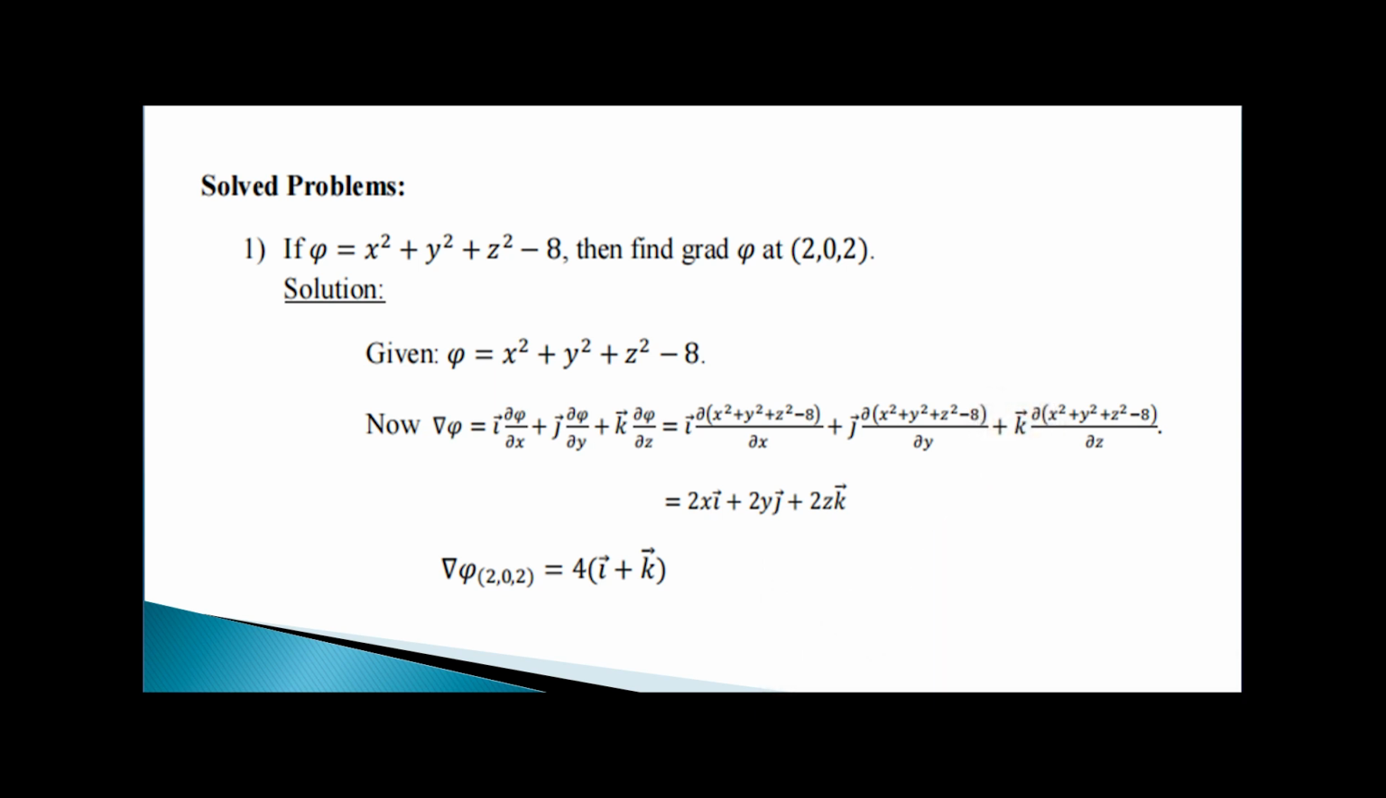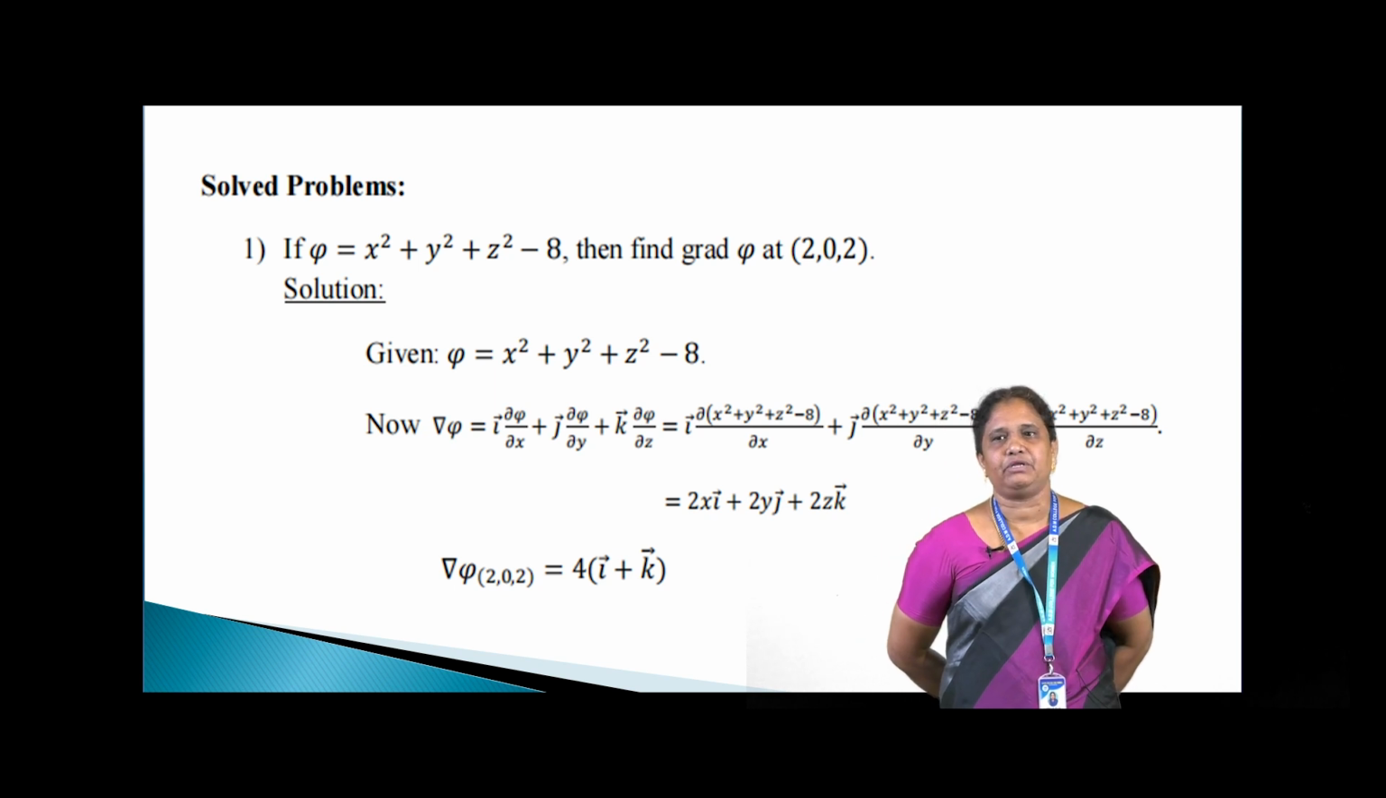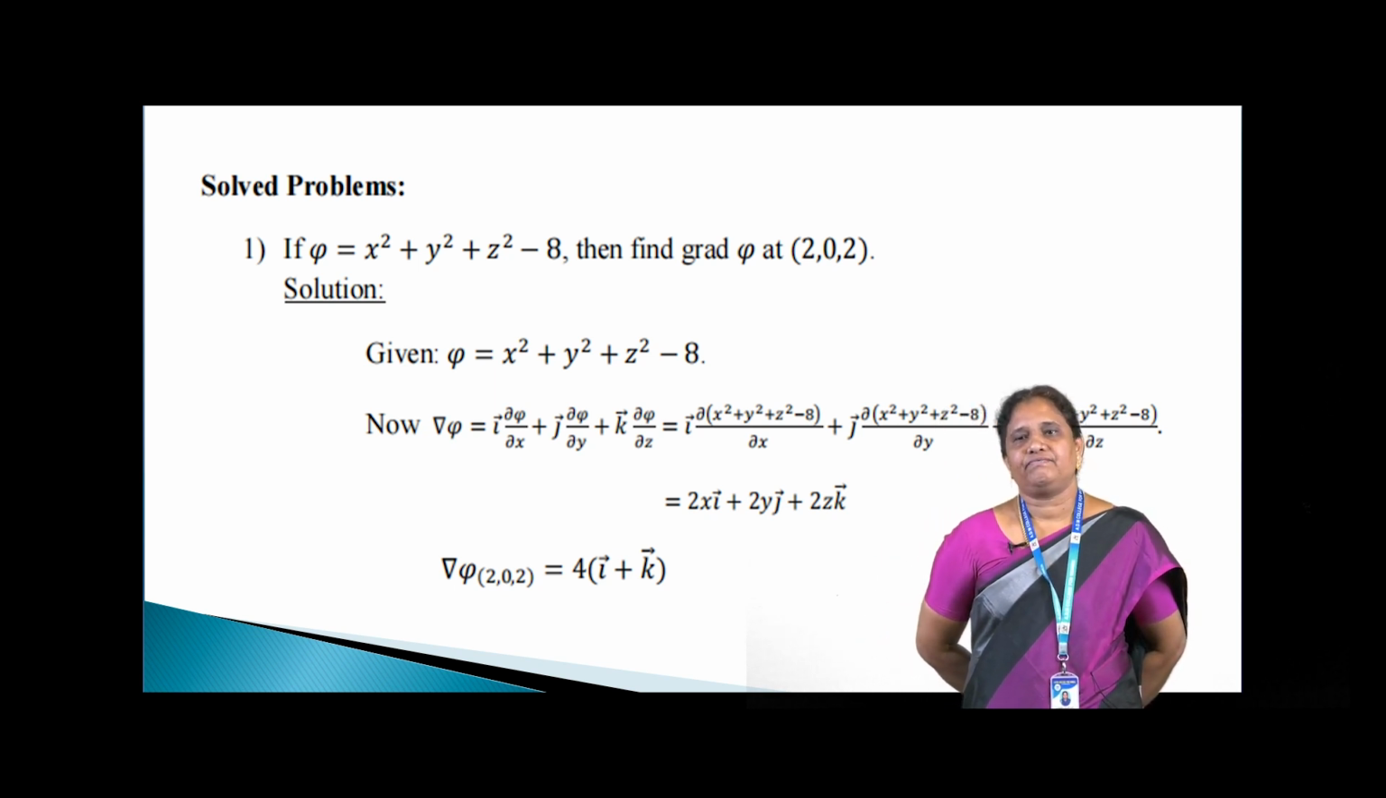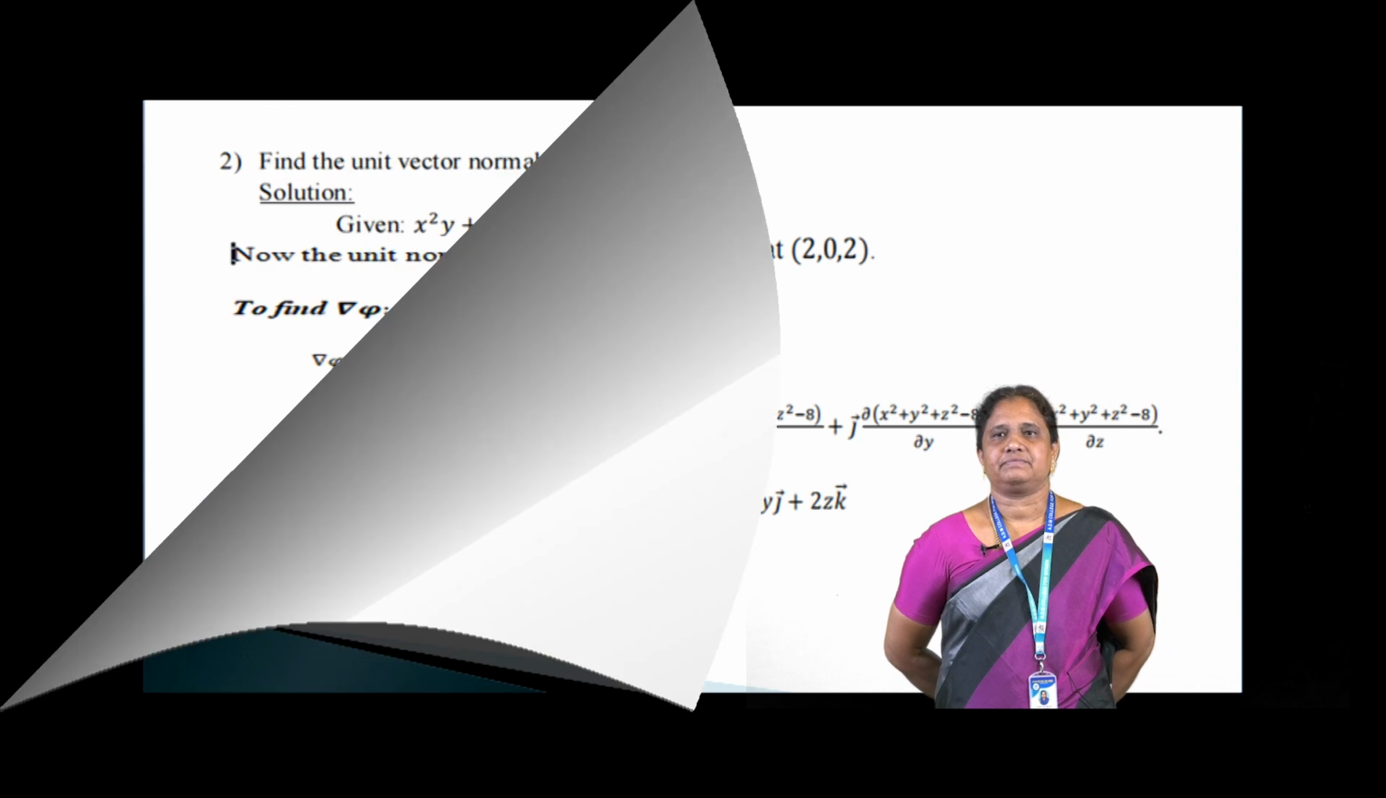Now substitute the values 2, 0 and 2 instead of x, y, z. So we get the answer 4 times i plus 4 times k vector, and the coefficient of j is 0. Therefore, the answer is 4 times (i plus k) vectors.